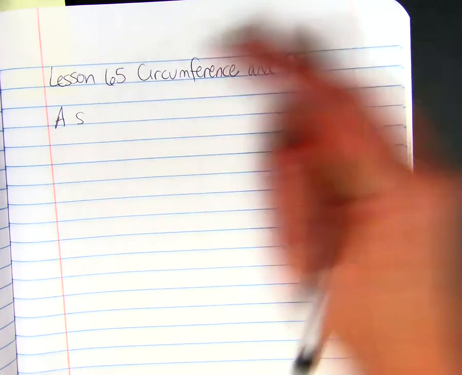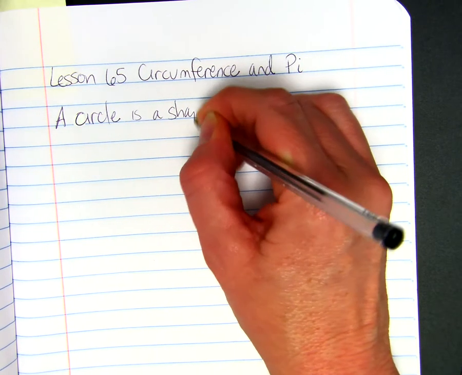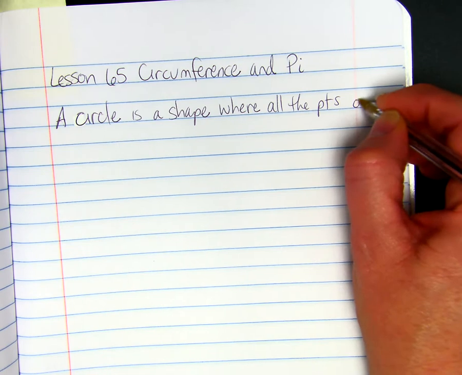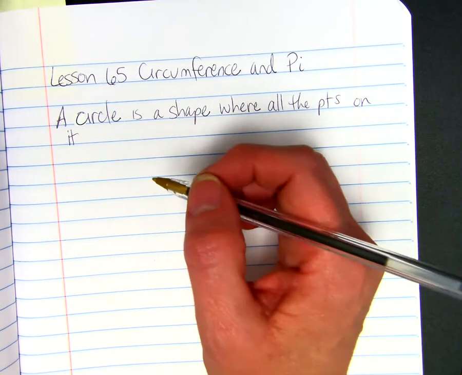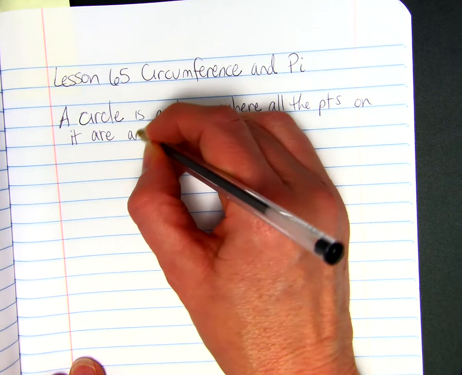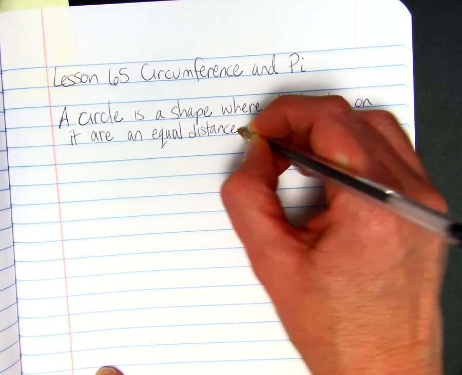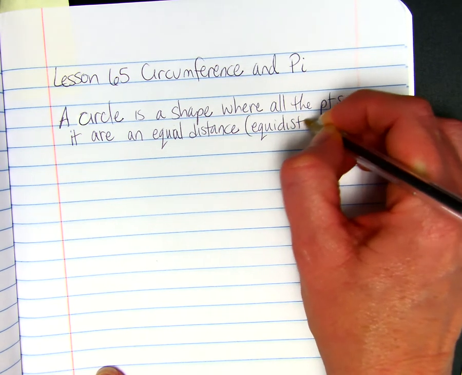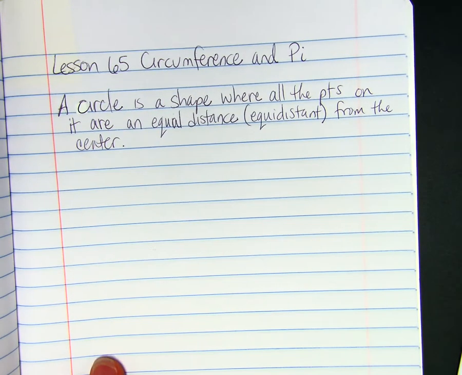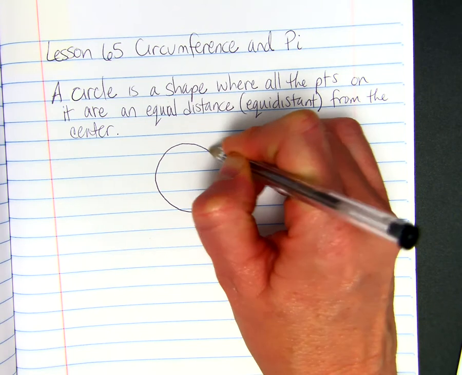So a circle, with a C, is a shape where all the points on it are equidistant from the center. I know you guys have seen a circle before. Here we go. Here's a circle.